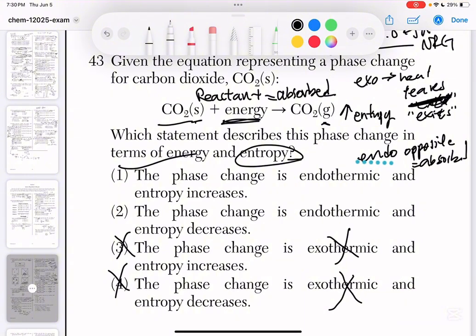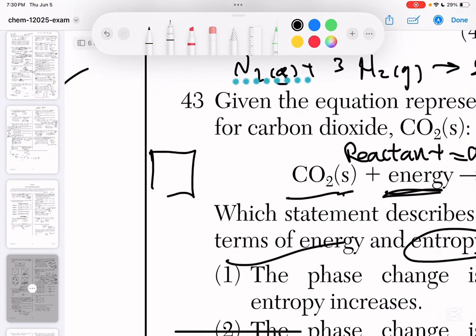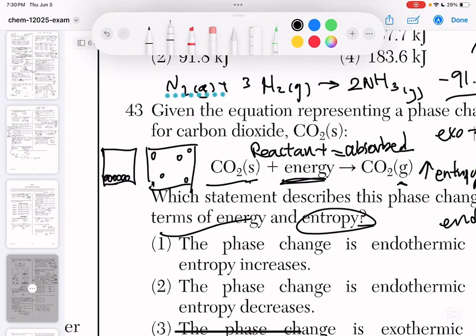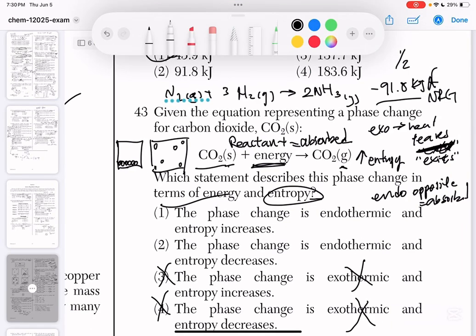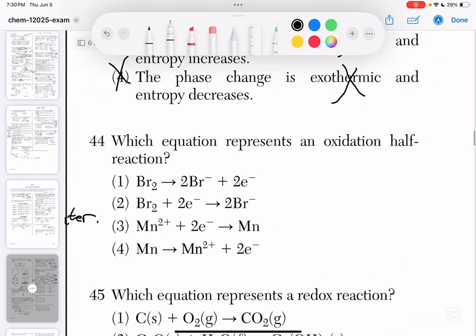Because if you look at a sample of solid, you would see that they're tightly packed, very uniform. They have a set shape. But if you look at a sample of gases, they're going everywhere all at once. So that's very random. So yeah, endothermic and increasing entropy.